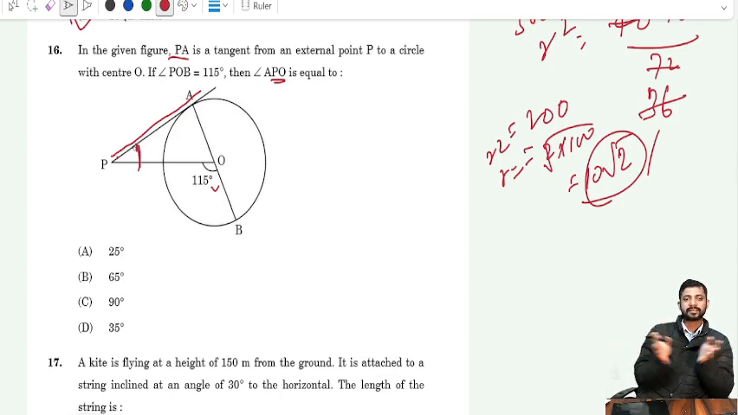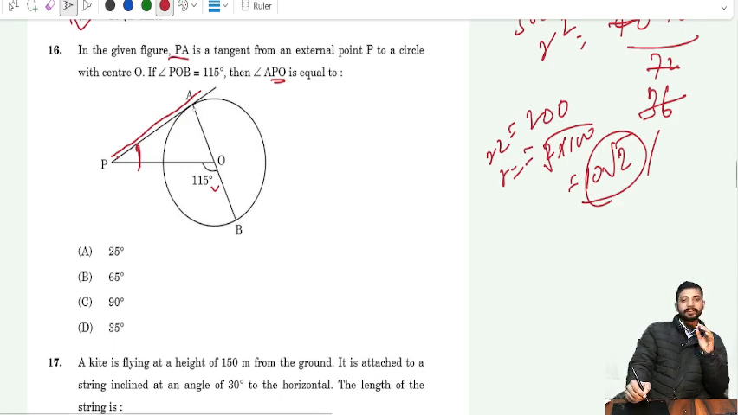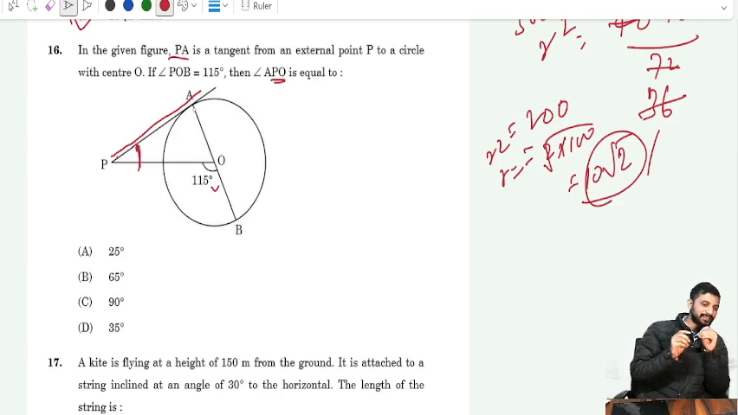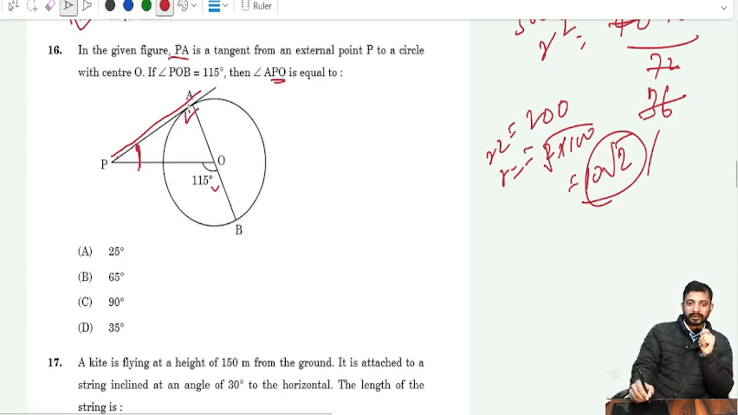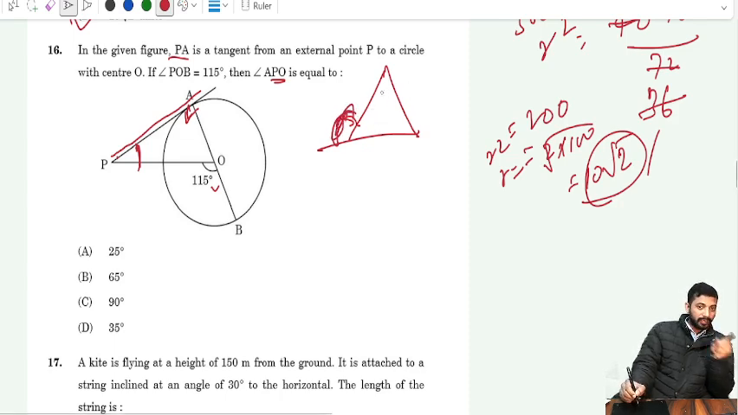This is very easy. Here use concepts of triangle and circle. A tangent is perpendicular to the radius at the point of contact. So this angle is 90 degrees. And here you know a concept: if this is a triangle and this is an exterior angle of the triangle, it means the value of this angle is equal to the sum of the interior opposite angles. Here the opposite angles are these two.